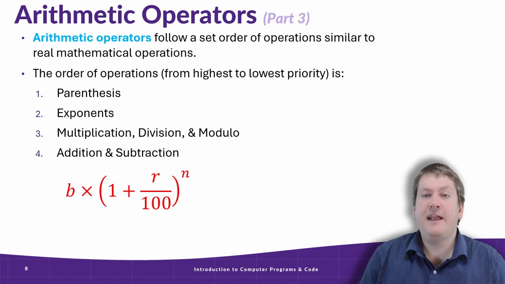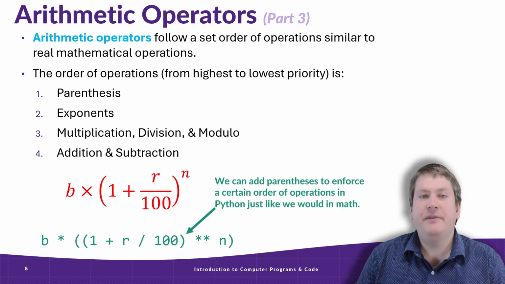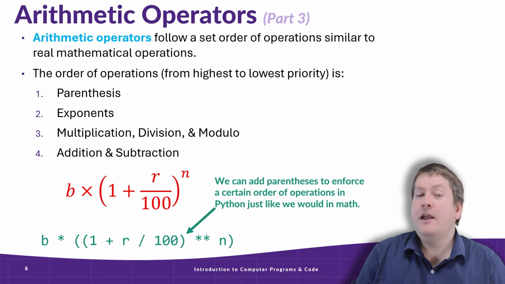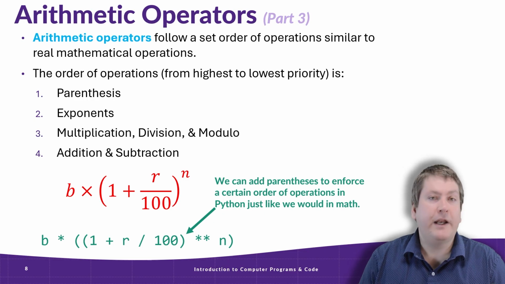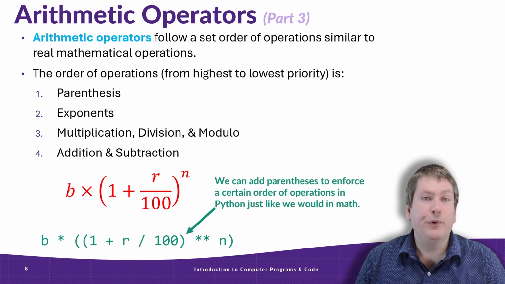As an example, let's say we want to implement this equation in Python. We could use a combination of parentheses and arithmetic operations to create an equivalent formula in Python, as long as we follow these orders of operations carefully, just like we would in writing a math formula on a single line. The key here is using parentheses whenever we want to alter the order of operations, just like we would in mathematical equations.